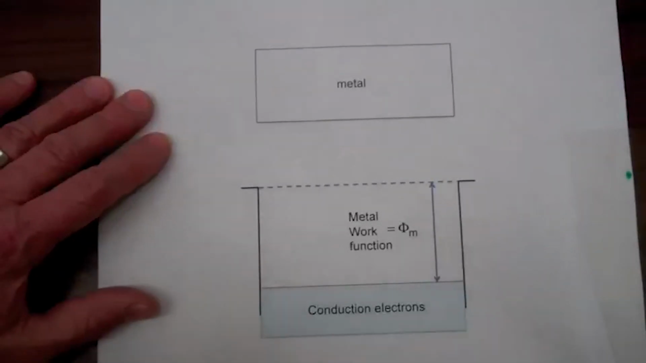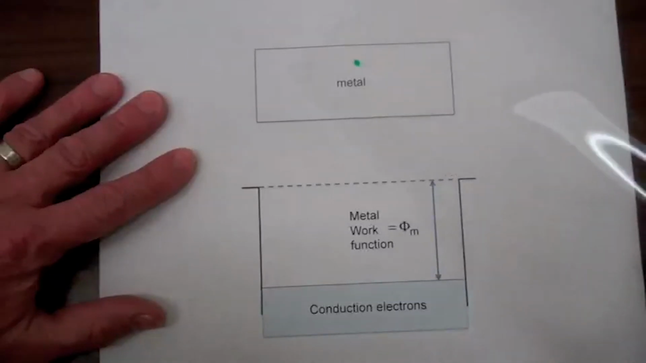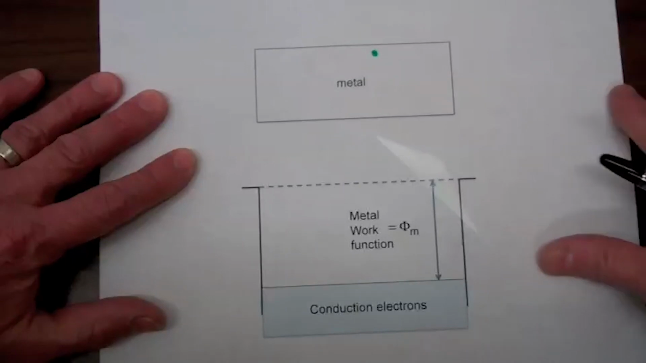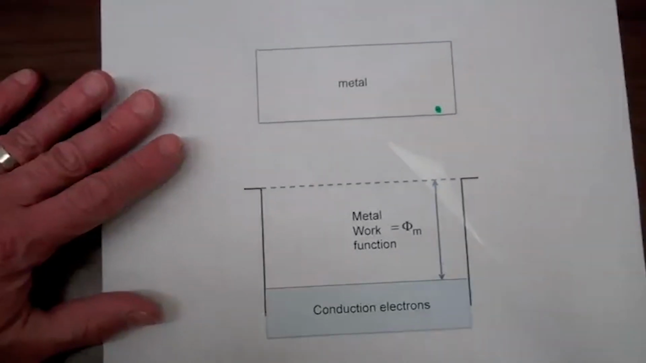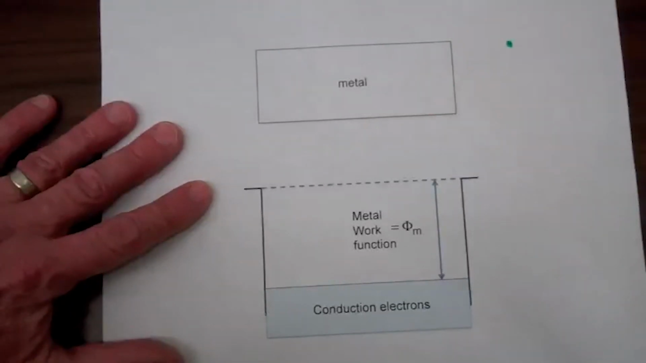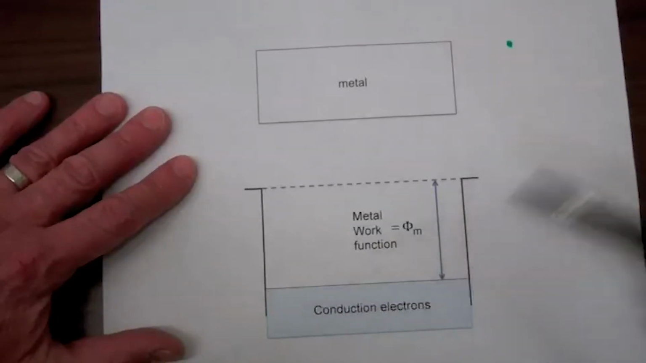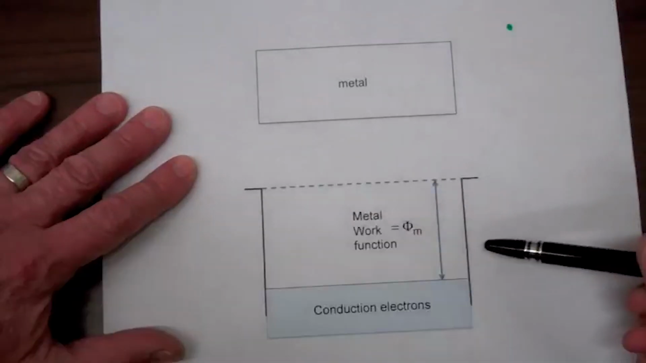The conduction electrons in a metal are free to move around, so we can think of the electrons as if they're in a box. And when the electron encounters the edge of the metal, it cannot get out because of a potential barrier. So below is an illustration of the energy associated with our conduction electrons. So down here would be the conduction electrons, and here would be the edges of the metal.